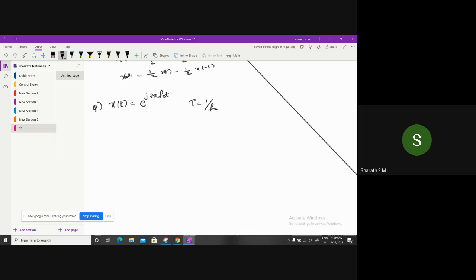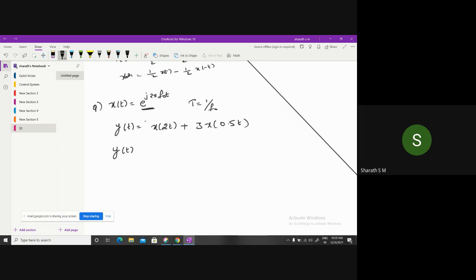Check for periodicity for the signal y of t equals x of 2t plus 3 into x of 0.5t. So now look here. They are given x of t is equal to e power j 2 pi f naught t, where T is equal to 1 by f naught. So we need to check the y of t signal.